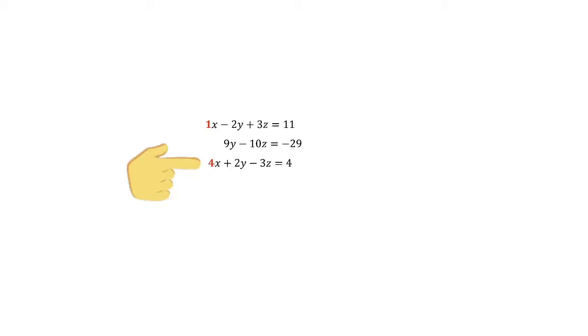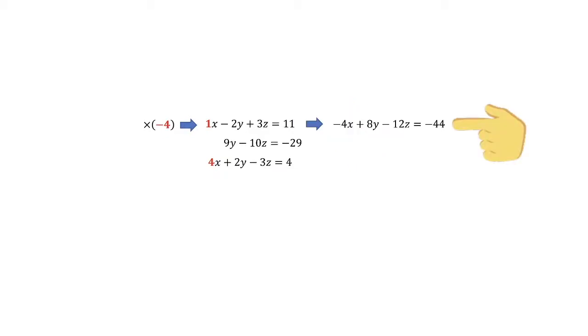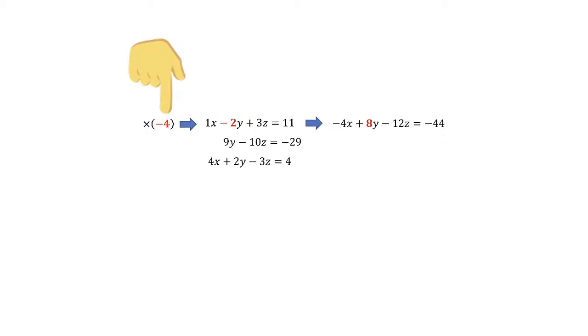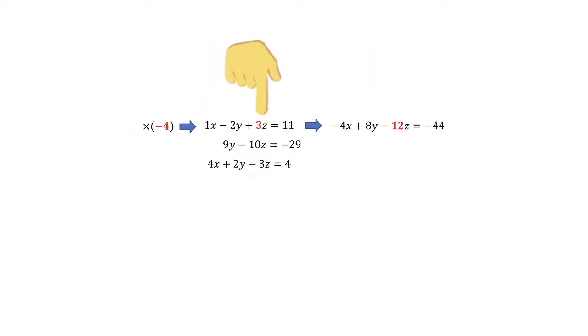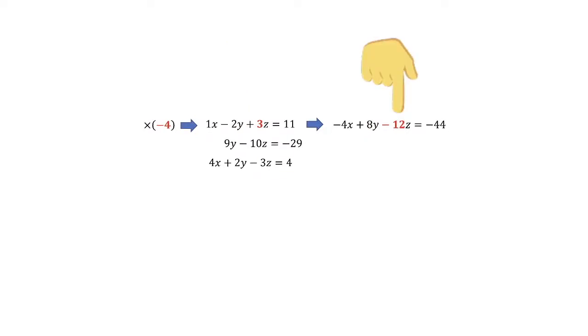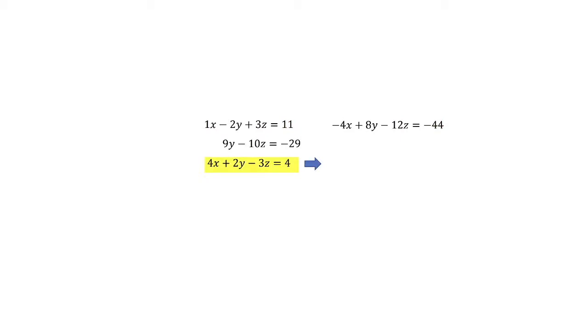So if I want to make this 4 a 0, I'll just take the first equation, this 1 here, and multiply the first equation by minus 4 and add it to the last equation. All right, so minus 4 times the first equation gives you this. Minus 4 times 1 gives you minus 4. Minus 4 times the minus 2 gives you the 8. Minus 4 times the 3 gives you the minus 12. Minus 4 times the 11, minus 44. So that's how I got the first one.